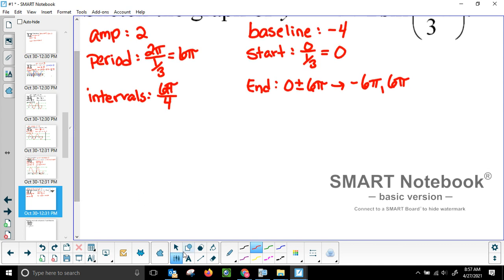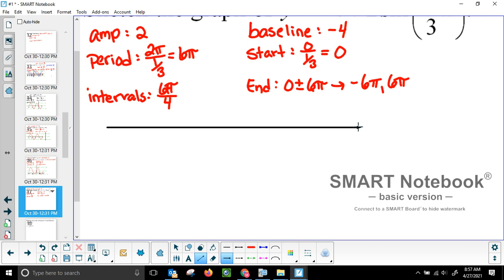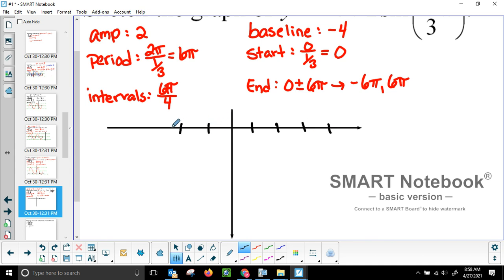So now we can start with an axis. We are starting on 0, so we can go ahead and put our y-axis right here. It's perfectly fine. I'm going to go 1, 2, 3, 4 to the right, and 1, 2, 3, 4 to the left. Now my baseline is negative 4. So 1, 2, 3, 4. And the amplitude is 2, so I'm going to have to go down 2 further to 6 as well. So this is 0. This would be 6 pi over 4, which is 3 pi over 2. This would be 3 pi. This would be 6 pi. This would be negative 3 pi and negative 6 pi.